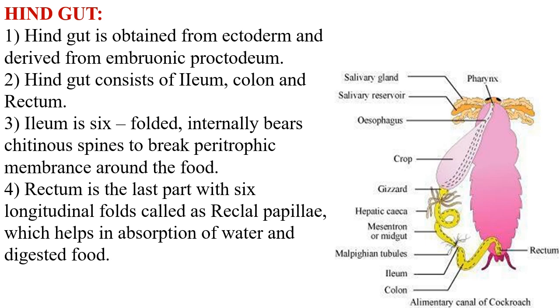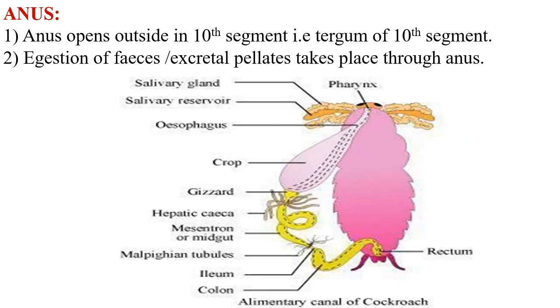So friend, you can understand that when the food material is entering into the hindgut, it is already surrounded by a peritrophic membrane, a proteinaceous membrane, and for further digestion, this peritrophic membrane is to be broken down, to be torn up, and for that purpose, the ileum contains chitinous spines. The rectum is the last part, with six longitudinal folds, and those are called rectal papillae, which are used for absorption of water and digested food and putting it out into the hemolymph. So the rectum is an absorbing organ for water and digested food.